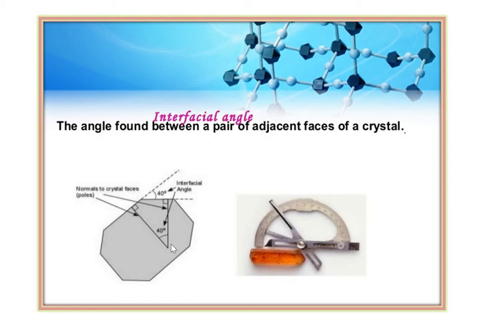Here, this is the normal drawn on one of the faces, and this is the second normal drawn on the second face. The angle made by the two normals of the two faces is called the interfacial angle. Here 40 degrees is the interfacial angle between the two adjacent faces.